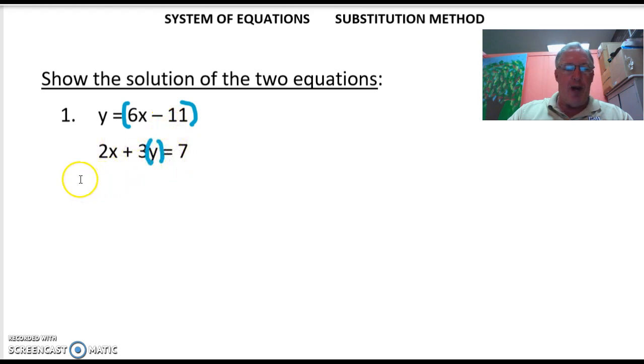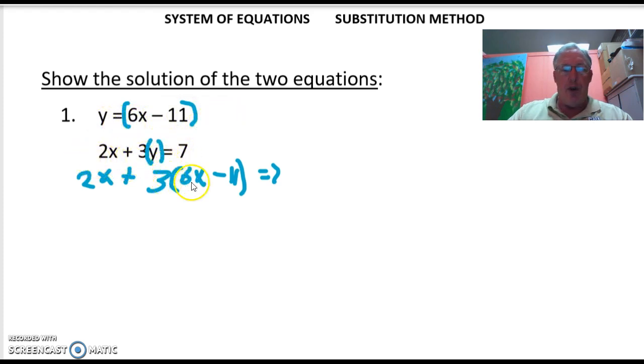So we're going to take 6x minus 11 and put it into this equation. So we're going to rewrite it. So basically we have 2x plus 3 times, see how we made the parentheses, 6x minus 11, and that is equal to 7. So you can see we took what y was equal to, substituted in for y, and then we rewrote the entire equation with what y is equal to.